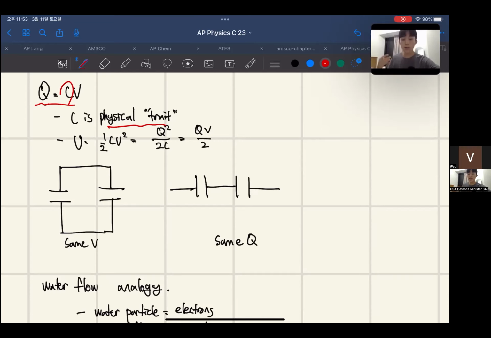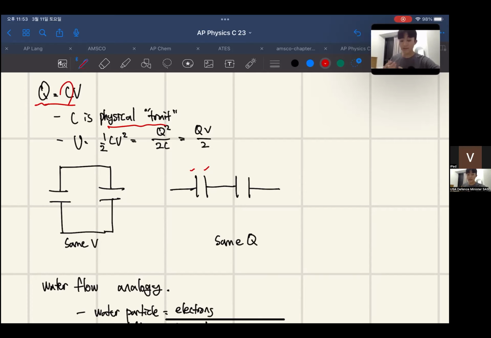The only thing that can change C is the capacitor itself, how the capacitor looks. What's the distance between the two plates of the capacitor? What is the area of the capacitor? Those are the only characteristics that can change C, because C is not something that's affected by the circuit, but it's a physical trait of the capacitor itself. So you would have to know that.